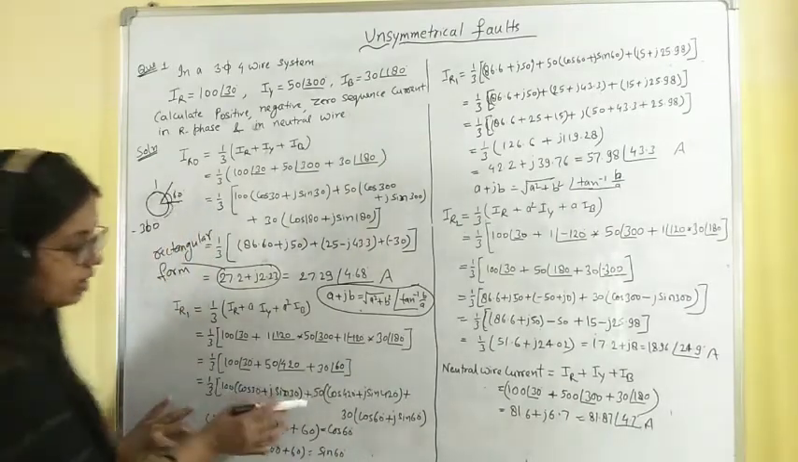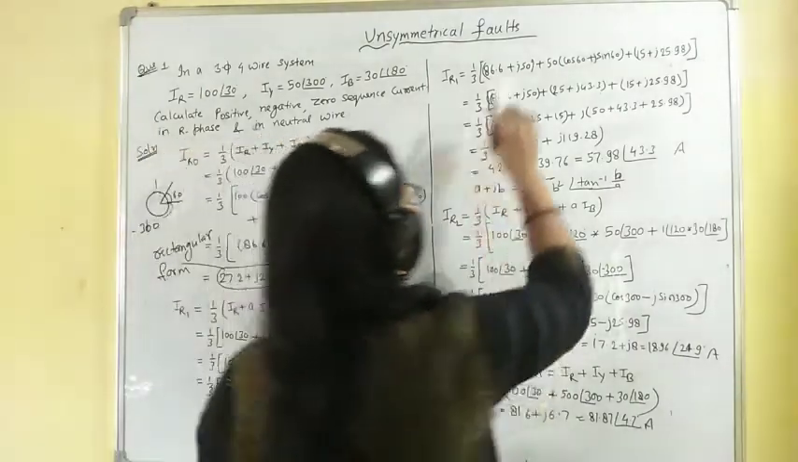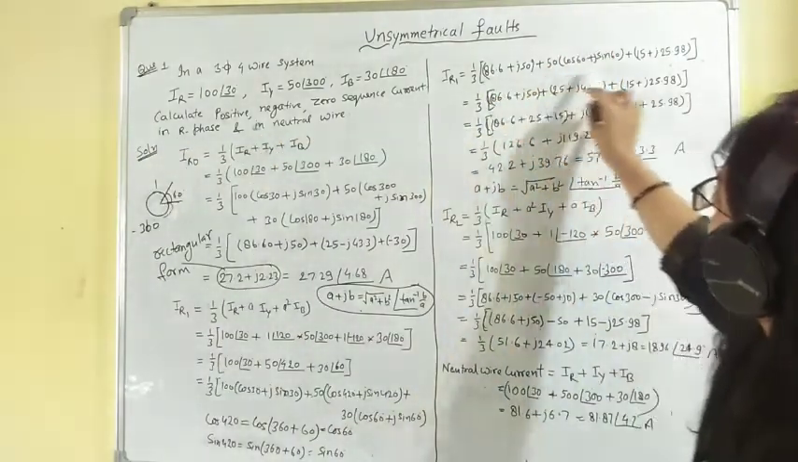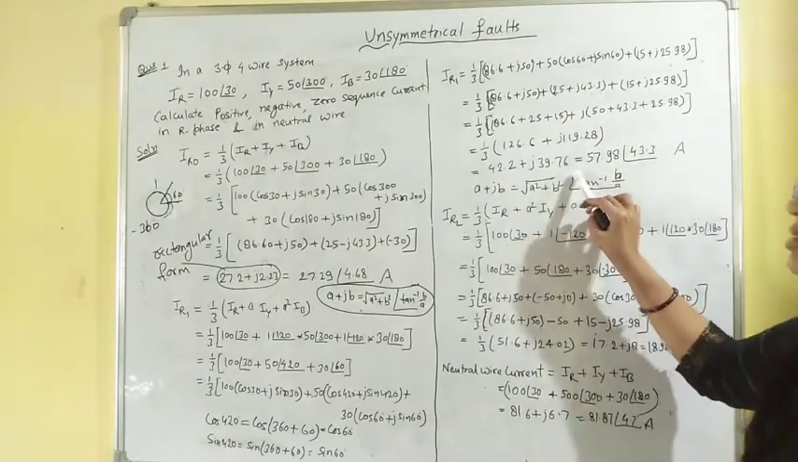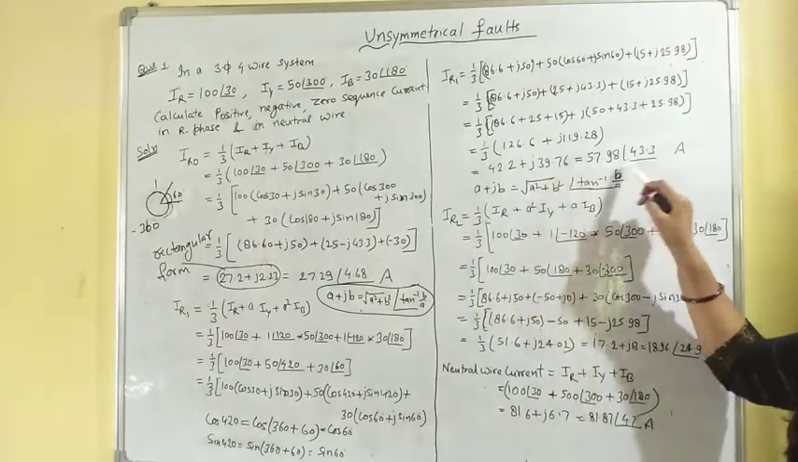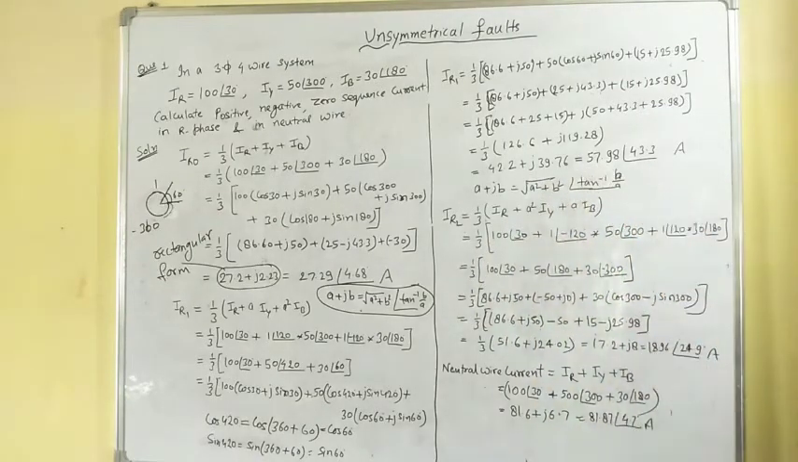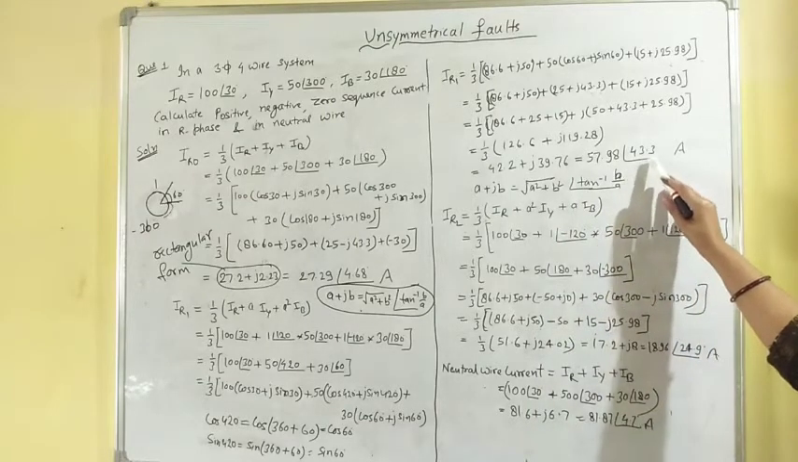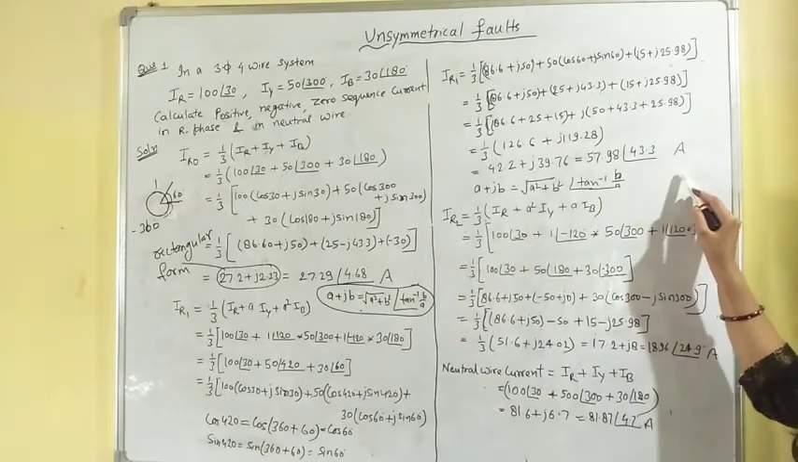Now put all these values in this equation, and by solving we get the positive sequence current as this. Now convert this to polar form, and we get 57.98 angle 43.3 ampere. This is the positive sequence current.